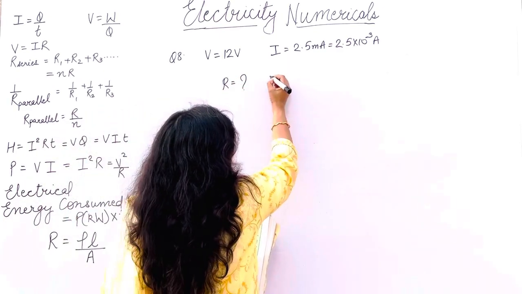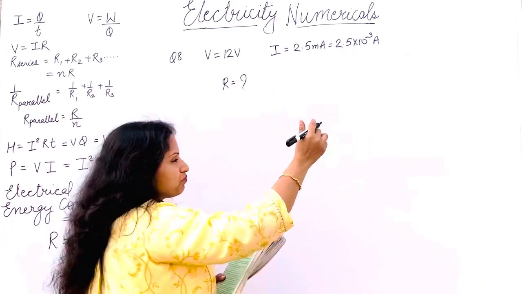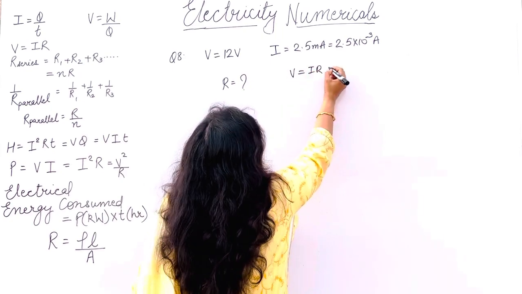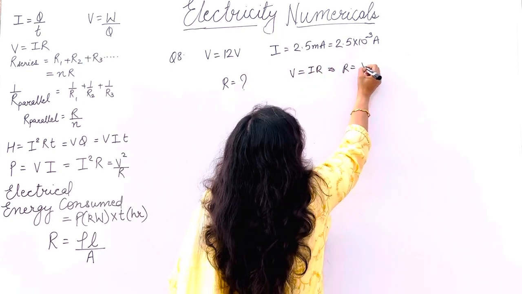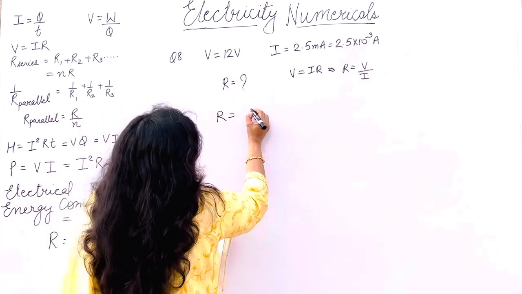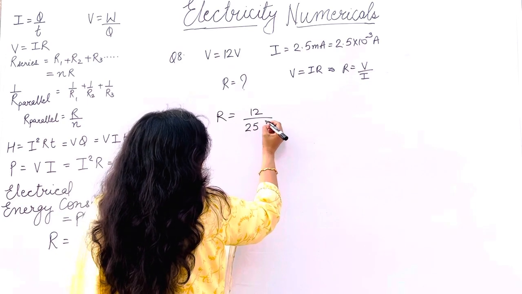You all know that by using Ohm's law. Just write that statement whenever you use Ohm's law. So by using Ohm's law, you know that V is equal to IR. This implies that R is equal to V upon I. So let's calculate. V is 12 upon I is 2.5.